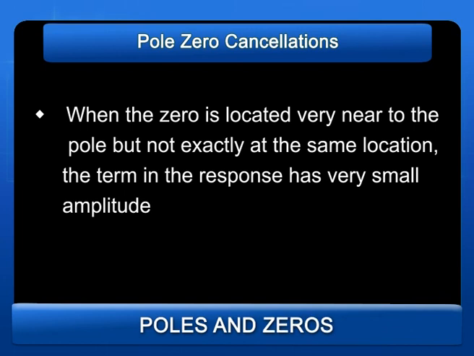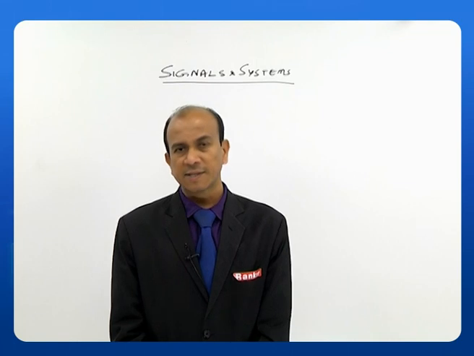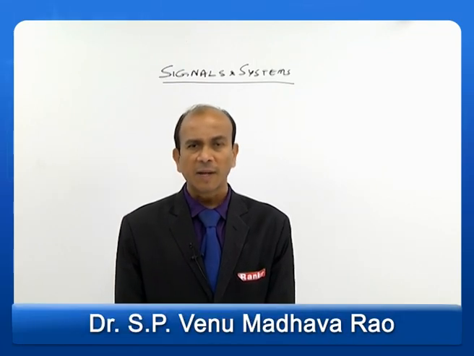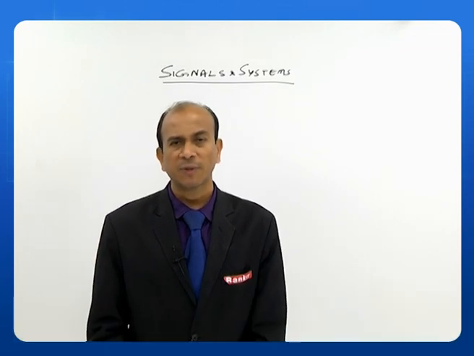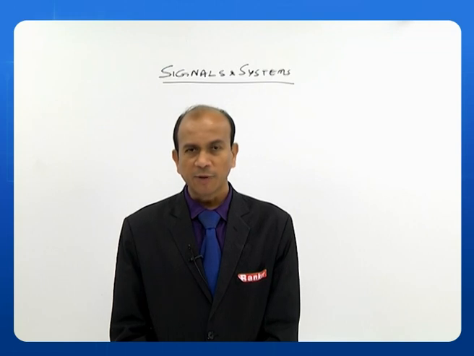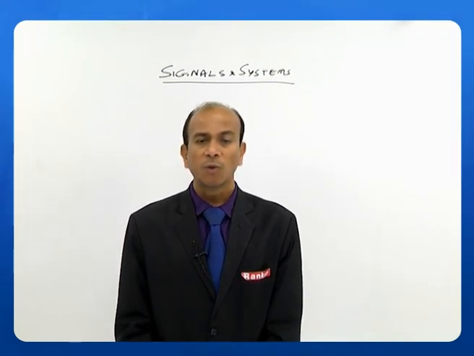Now when a zero is located very near to the pole but not at exactly the same location, the term in the response has very small amplitude. So when they are equal, it is cancelling, but when a pole is located very near to a zero, the corresponding term of the pole in the output of the system has a very small magnitude, and the magnitude depends on how close the zero is located to the pole.